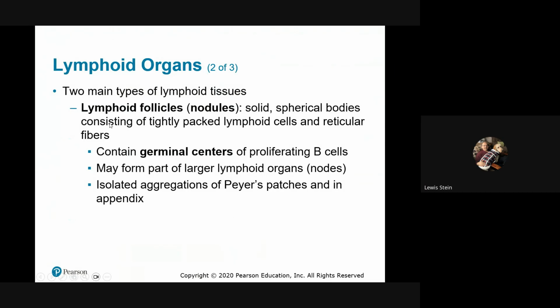So the nodules themselves, spherical, tightly packed, and this is where the things proliferate. And they may form a part of larger things, being nodes, and then even aggregations. This is what's in the gut. Peyer's patches, or where you see these. And the appendix is certainly just another one in and of itself. The appendix has a couple of interesting roles.